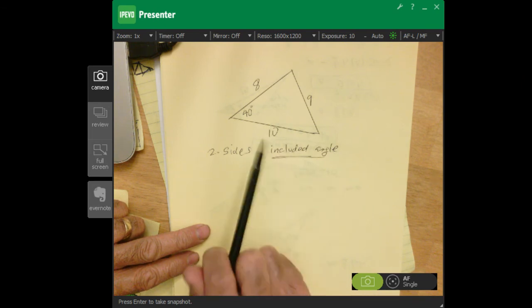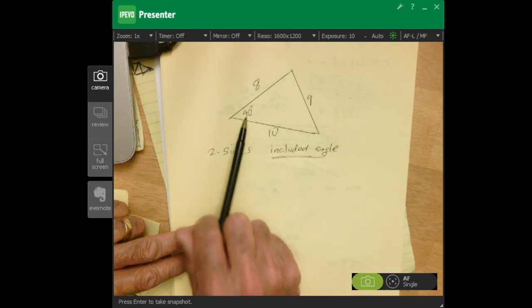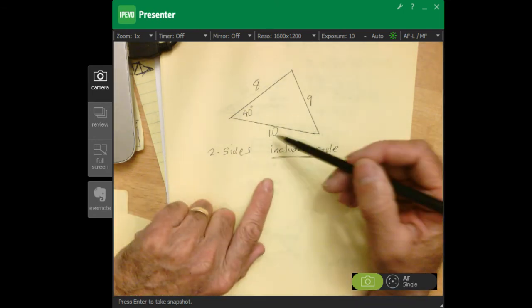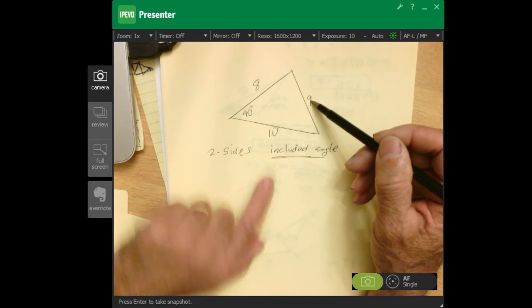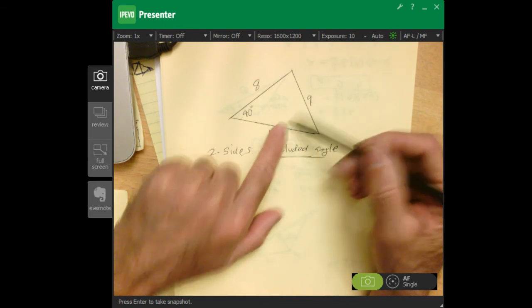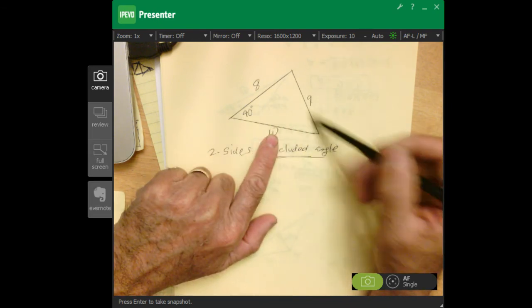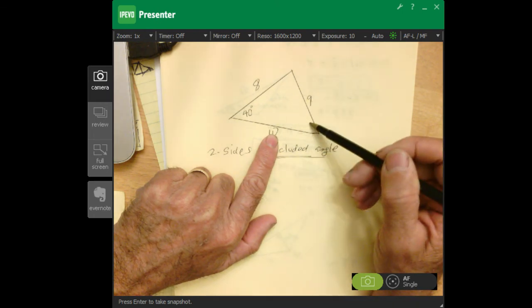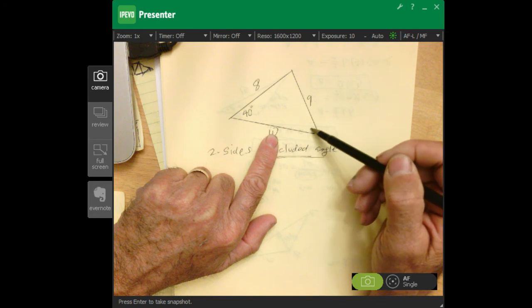So it's important we make the right decision because we only have one of the angles right here. So we have to decide which two sides to use. And we use 10 and 9. The included angle is going to be the angle between these two. So these two sides right here form this angle. So the included angle for 10 and 9 would be these two.